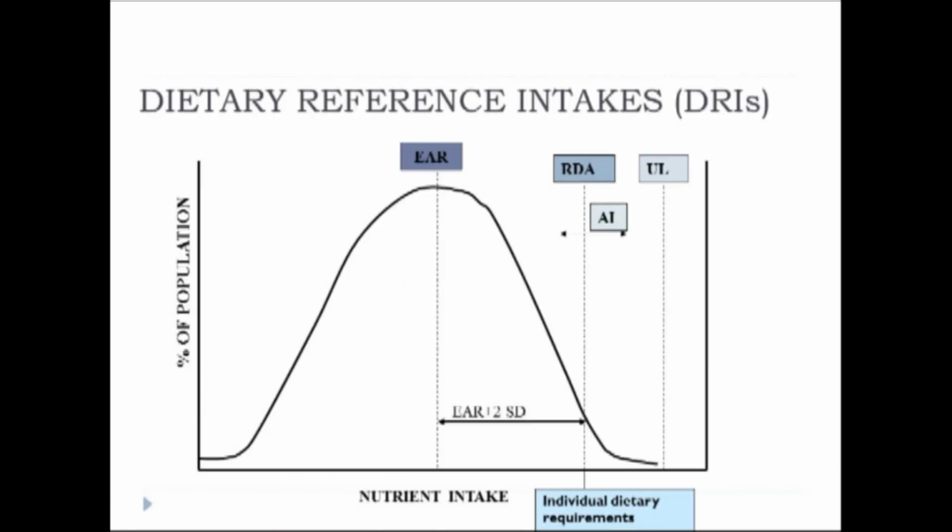So what can we conclude from this? Well, it is actually safe to eat nutrients between the RDA all the way up to the UL. The risk of toxicity is absolutely minimal. The moment we cross the UL, we increase our risk of toxicity, and that risk increases exponentially the more we exceed the UL.